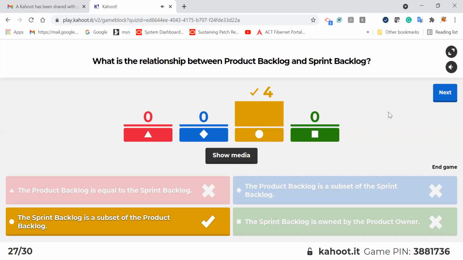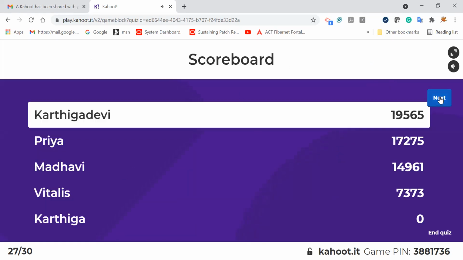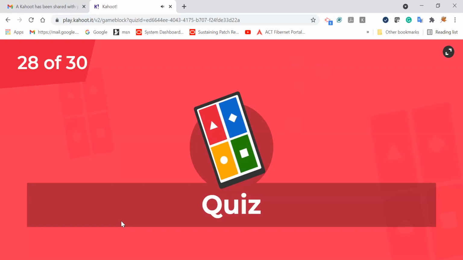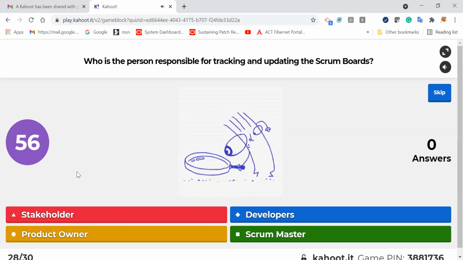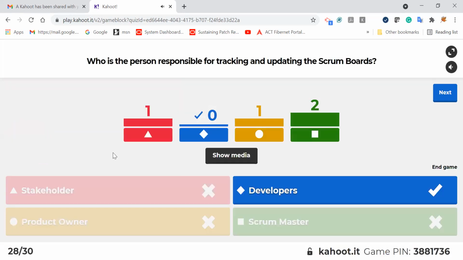Wow, super. Who is the person responsible for tracking and updating the Scrum boards? Developers. Again, see, whenever it is tracking and updating, it's the developers. Stakeholders, no, they're not at all responsible because tracking and updating, they don't bother. They just need to know where we are standing, that's it.